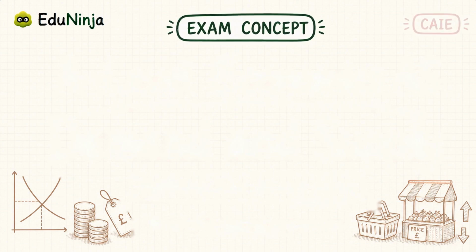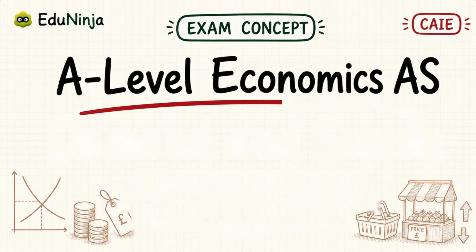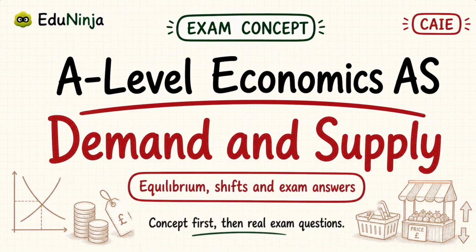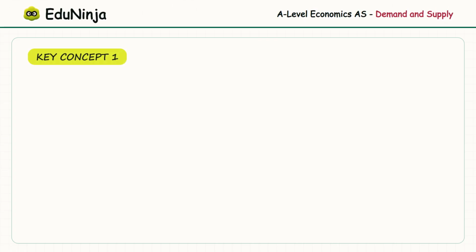Today we are starting A-Level Economics AS with demand and supply. We will focus on equilibrium, shifts, and how to turn the diagram into exam answers. Concept first, then real exam questions. Start with market equilibrium. Equilibrium is the price where demand equals supply.